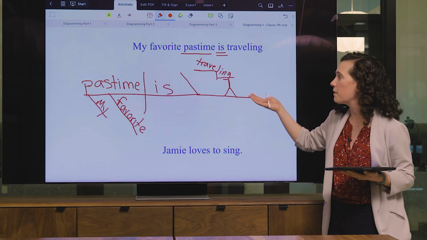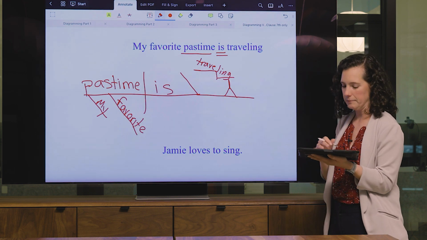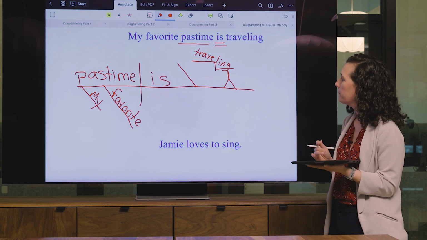Pastime and traveling are the same thing. Traveling is my favorite pastime. My favorite pastime is traveling. So traveling here is being used as a noun, not a verb.